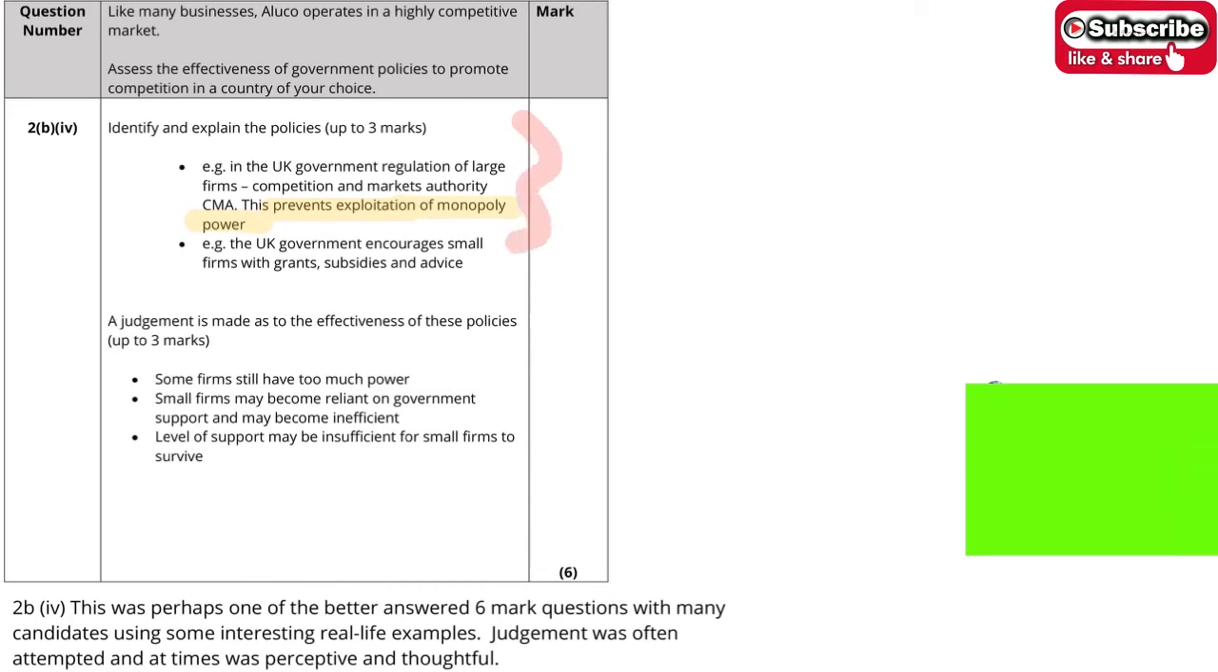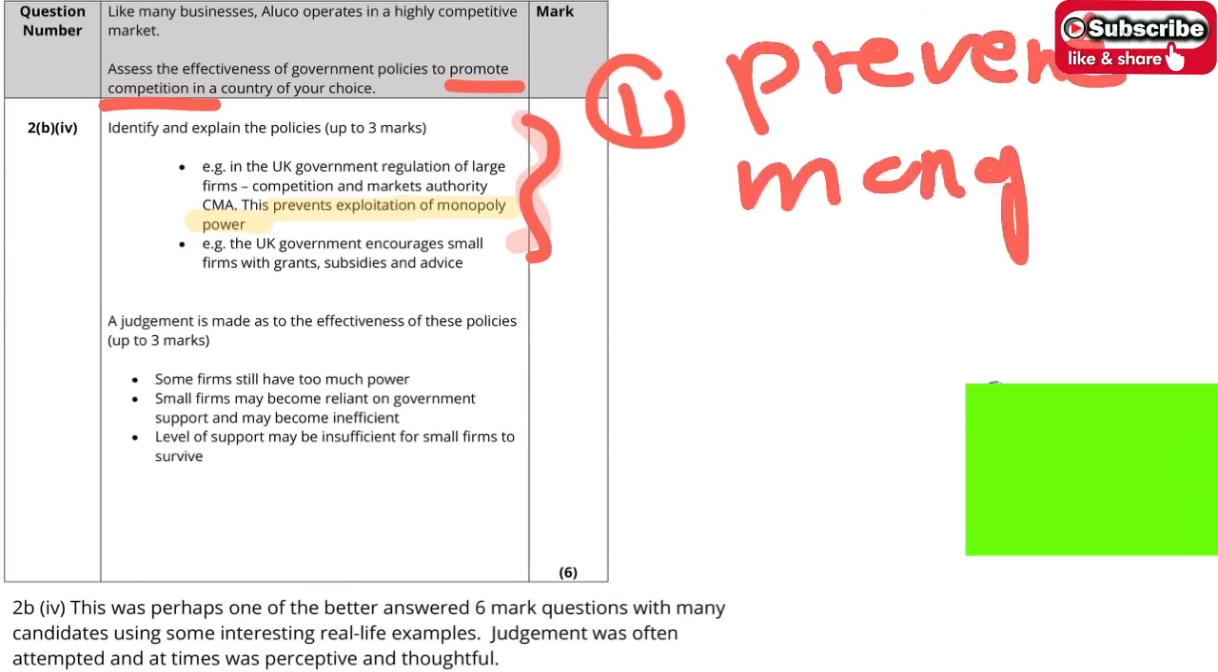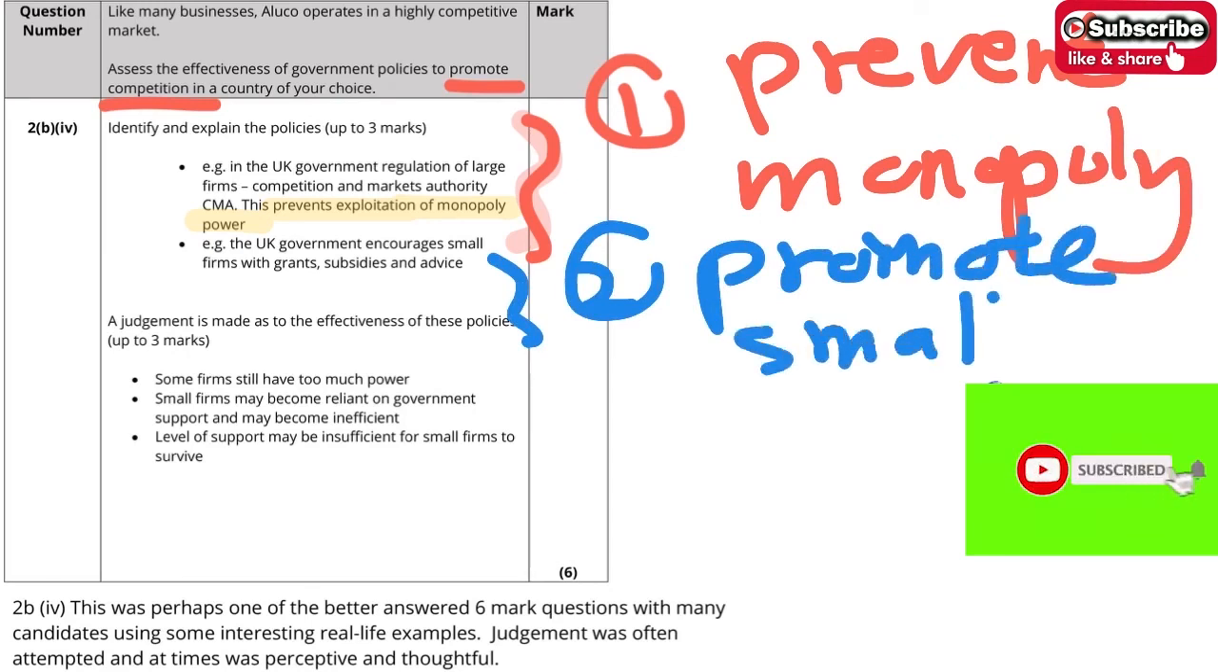So I would say, to promote competition, the first thing you have to do is to prevent monopoly. And the second way to do it is to promote small business. So these are the 2 ways to promote competitions.